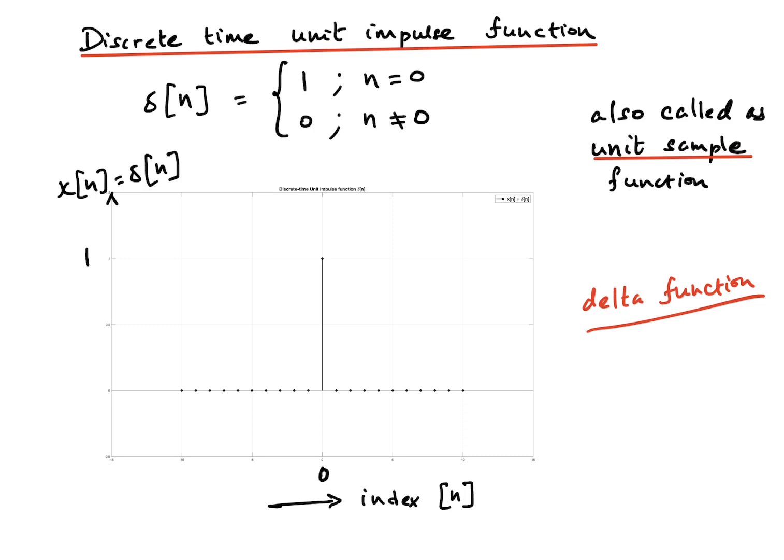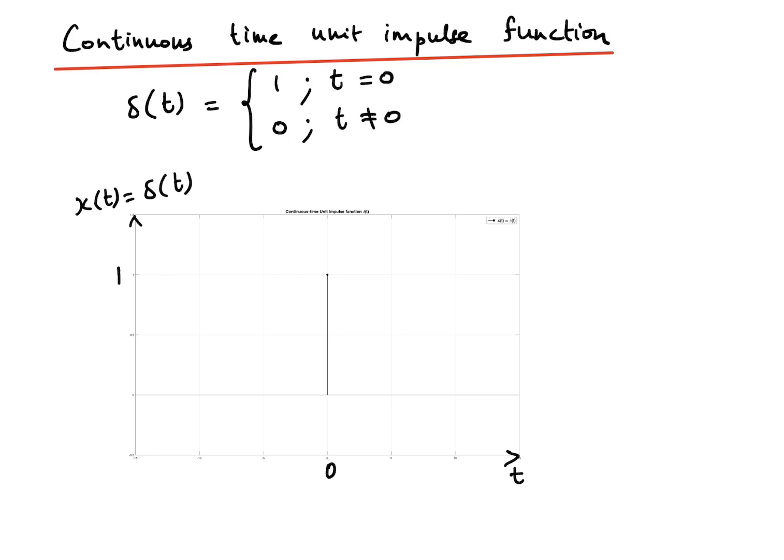Now let's have a look at this unit impulse function in continuous time. In continuous time, we have time as our independent variable, and we denote the unit impulse continuous time function as delta of t. Again, this function has a non-zero value only when t is equal to 0. For all other values of t, that is when t is not equal to 0, the impulse function delta of t is 0. So it has a non-zero value only when the time index is 0.